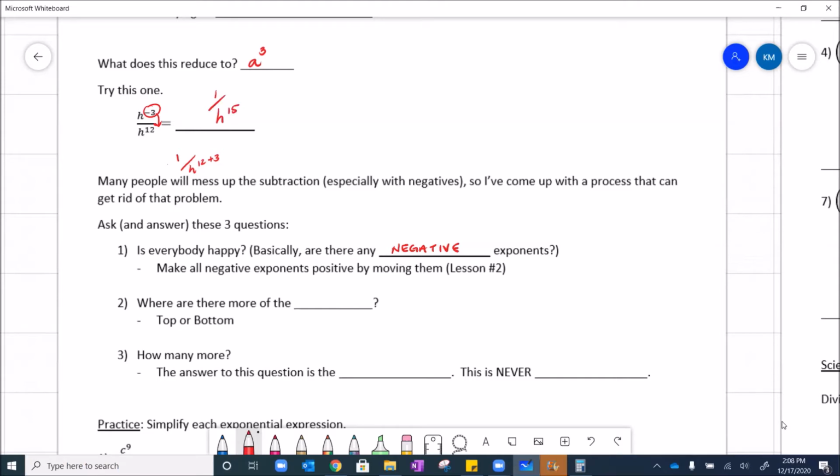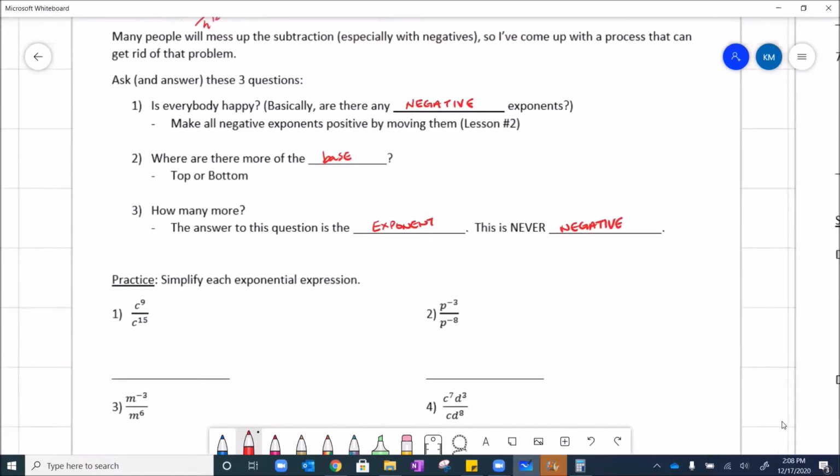The second thing you'd ask is, if everybody's happy, where are there more of the base? Where are there more exponents? And then you say how many more? The answer to this question is the exponent. This is never negative, because in our final answer, we can't have a negative exponent. So let's look at this.